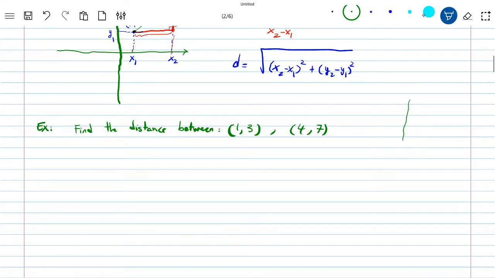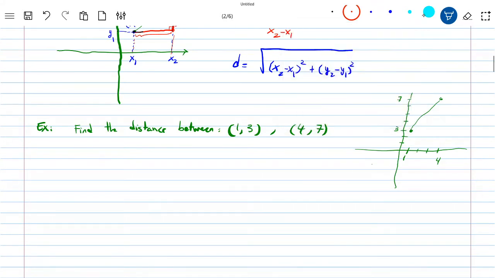You can always draw it if you want a visualization. 1 and 3. This is 1 for x. 1, 2, 3. That would be the point 1, 3. And 4 and 7. This is 4. 1, 2, 3, 4. This would be 7. You want to find out what is this length. It doesn't really matter if the numbers are positive or negative. If it's negative, it would be from somewhere here connected with there. Okay, so let's try this example. You're given the formula already.